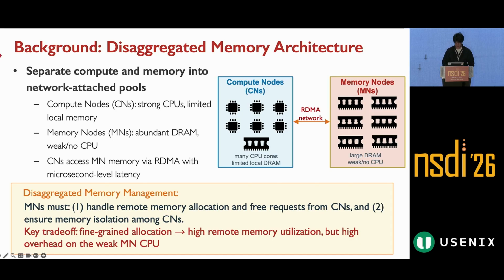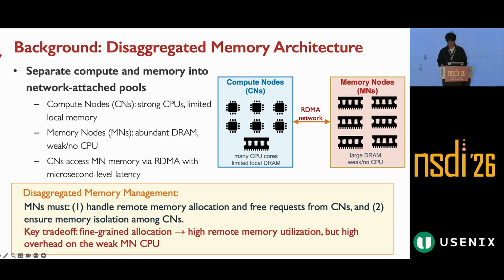Now, in the DM architecture, how to manage disaggregated memory is a critical problem. The memory node has to handle allocation and deallocation requests from compute nodes, and at the same time ensure memory isolation, which means that a compute node should not be able to access memory belonging to other compute nodes. So the key challenge here is a trade-off. Fine-grained allocation improves memory utilization, but introduces high overhead on the memory node's weak CPU.